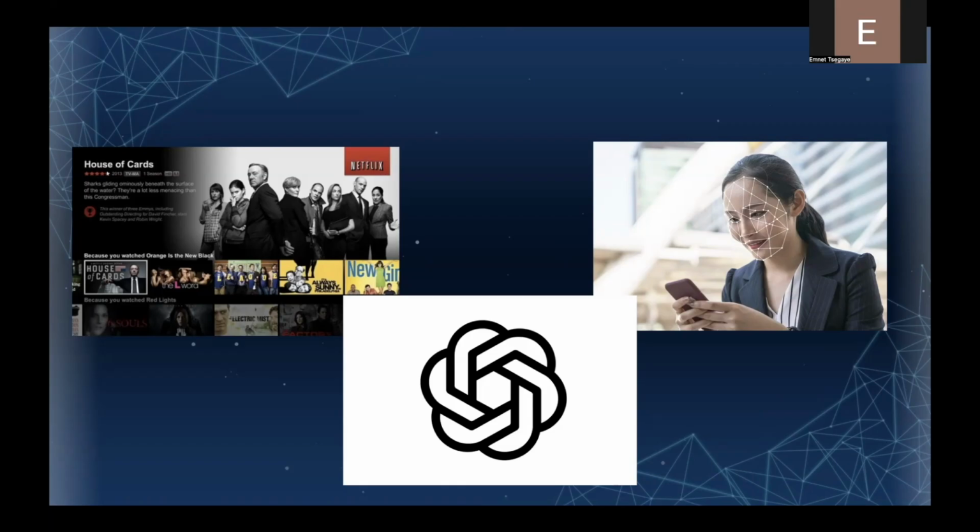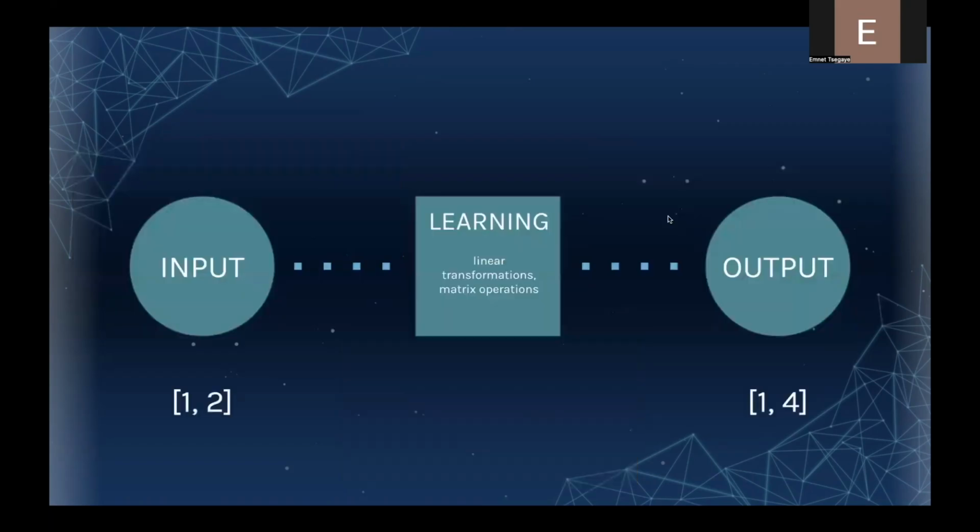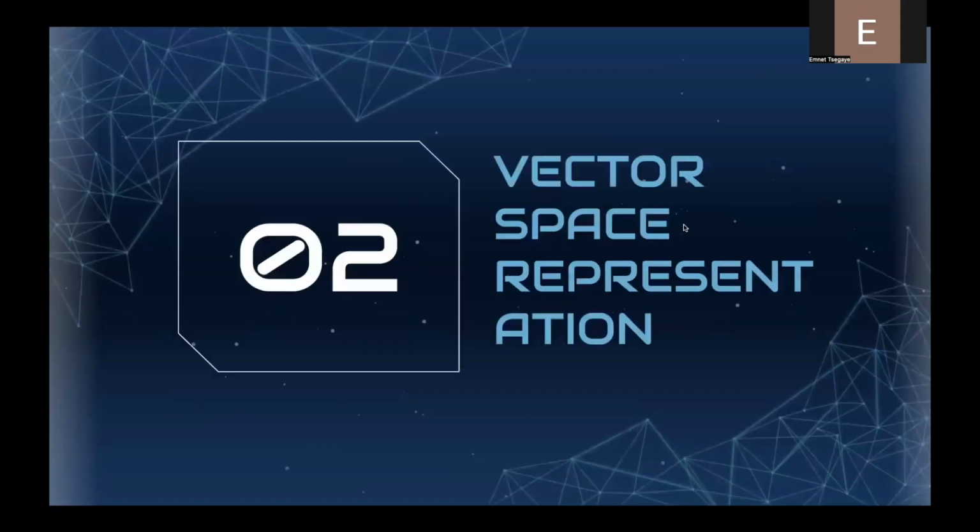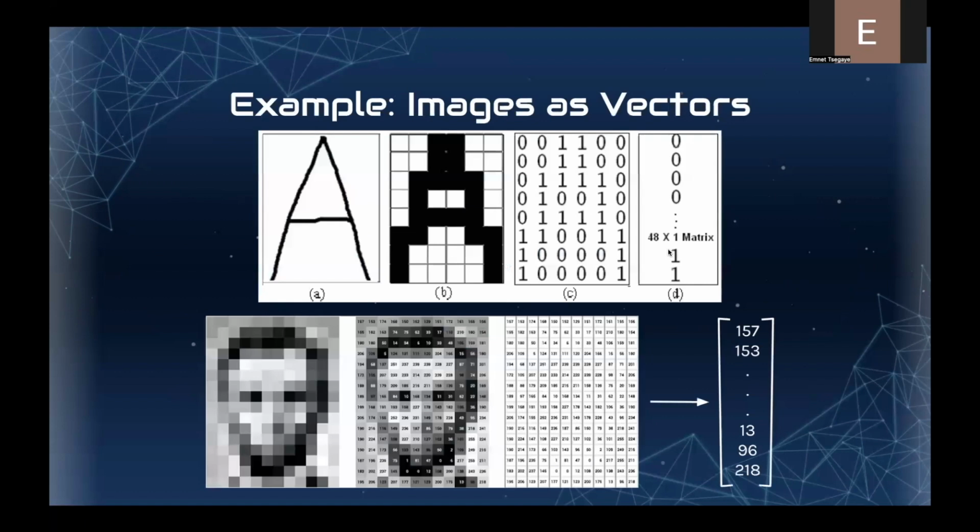Before we dive into these transformations, we need to understand how neural networks even see data. Let's see what the fundamental building blocks are, which are vectors. Everything that enters a neural network must first become a vector, a list of numbers living in a high-dimensional space. Let me give you some concrete examples.